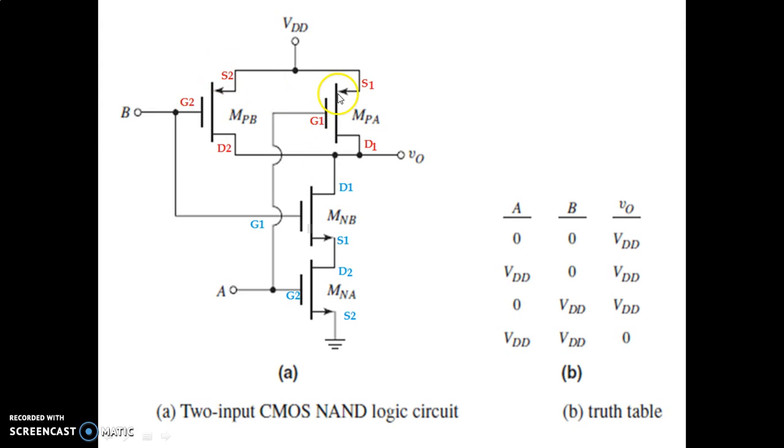Make a note, both the sources of P MOSFETs are connected together and they are provided with VDD supply. Drains are connected together from where the output is taken, and from the same terminal, the drain terminal of one of the N MOSFETs is connected. So in this way, we'll be designing the layout in Microwind.